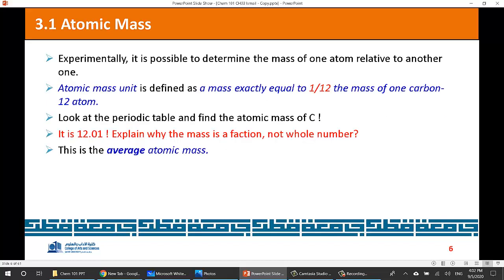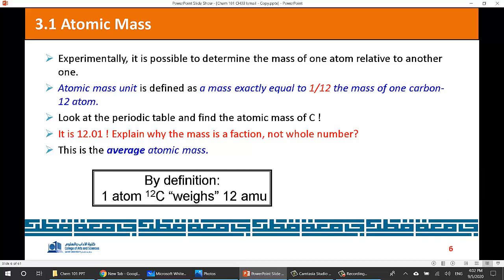So this is the idea here, that everything in the periodic table is based on carbon. We gave carbon an atomic mass of 12. As you know, carbon has more than one isotope: carbon 12, 13, and 14. So we took the isotope carbon 12 and defined the atomic mass unit to be 1/12 of the mass of one carbon atom. Based on that, we related all the masses in the periodic table. By definition, one atom of carbon 12 weighs 12 AMU, so 1 AMU is equal to 1/12 of the mass of one carbon 12 atom.